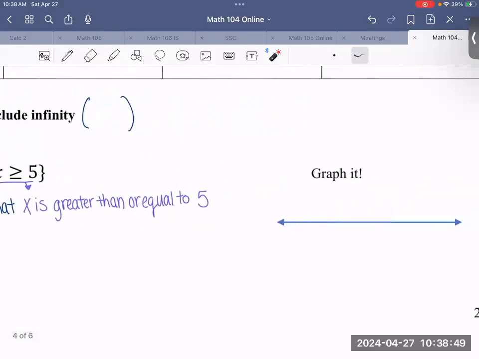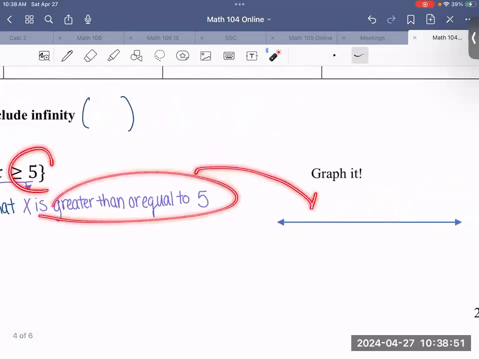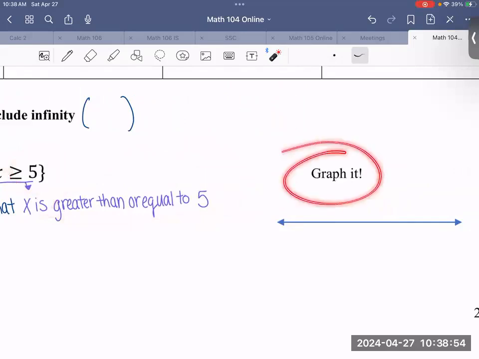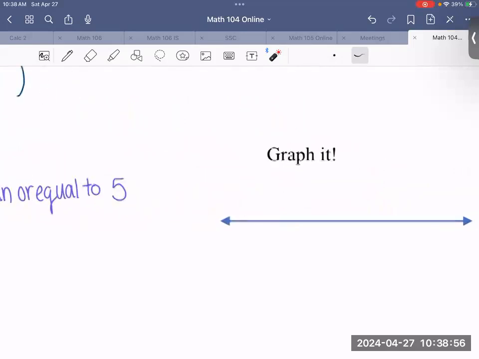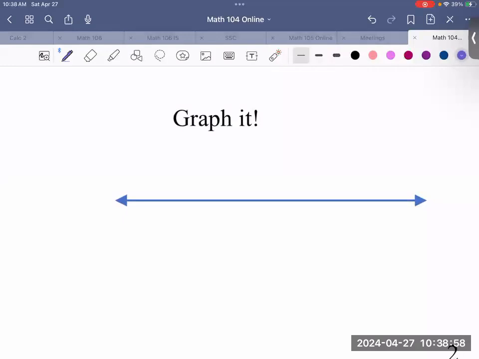Now, can we take this sentence, or even the mathematical sentence, and actually put that on a graph? Well, if it says X is greater than or equal to 5, we have 5 here. We said we are going to be greater than, so anything to the right, and we have a greater than or equal to symbol. So either a closed dot or a bracket.